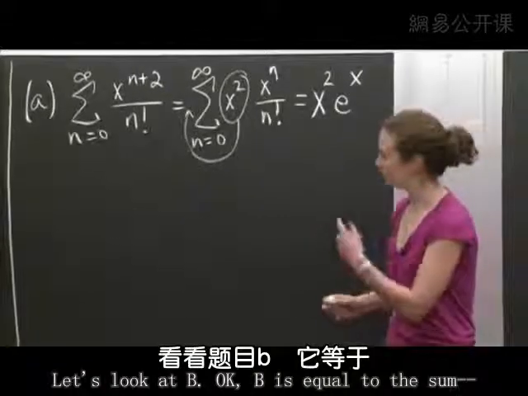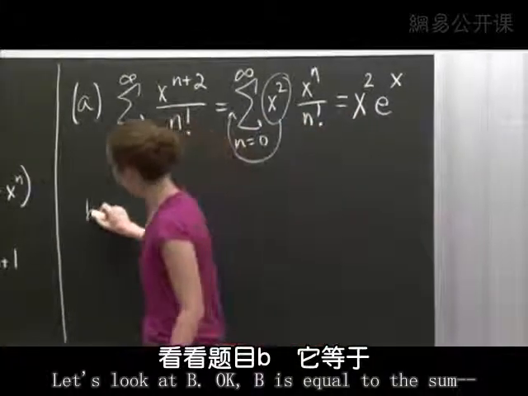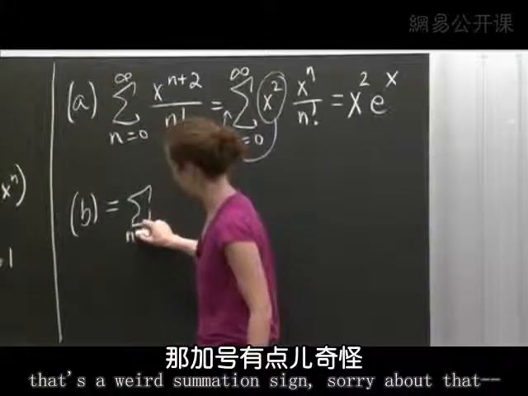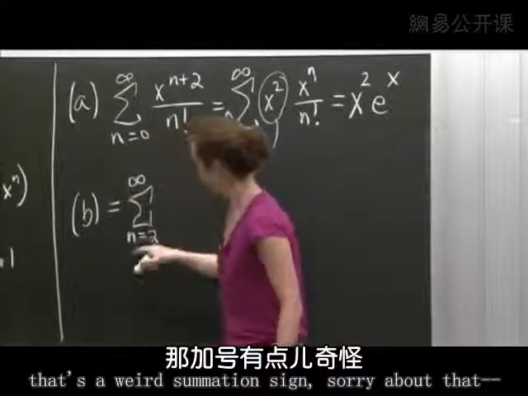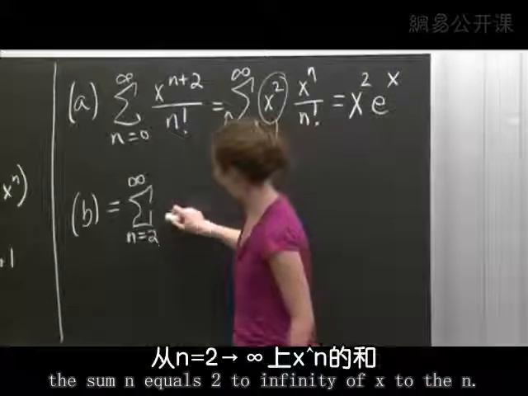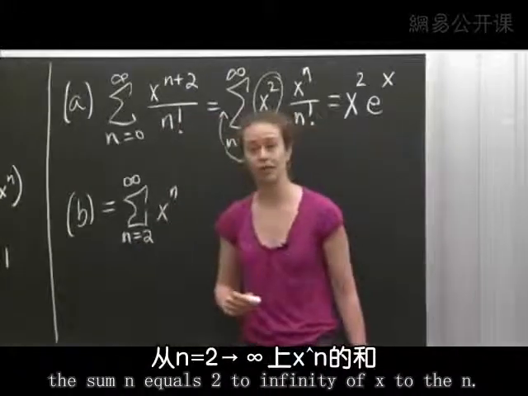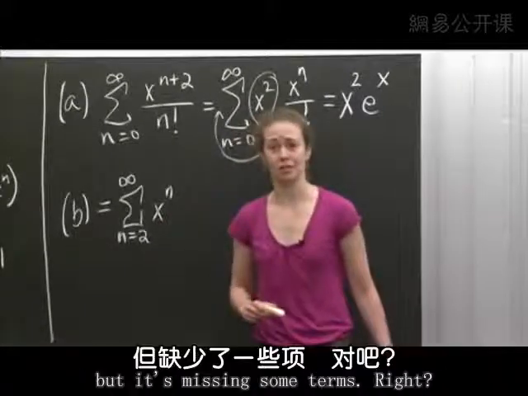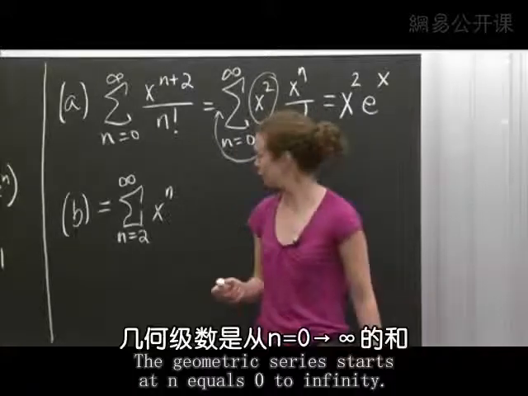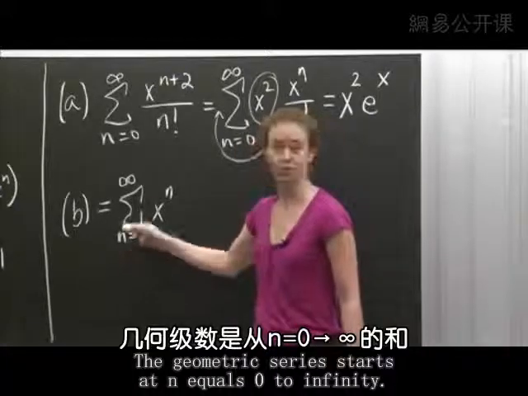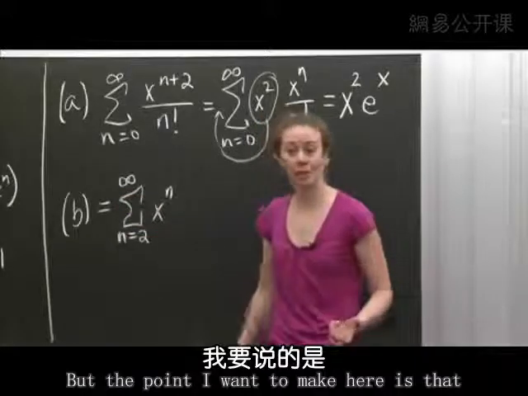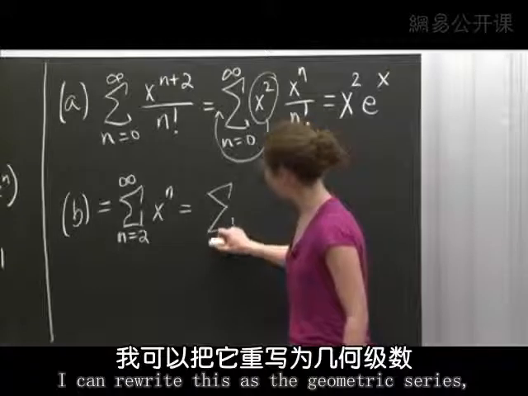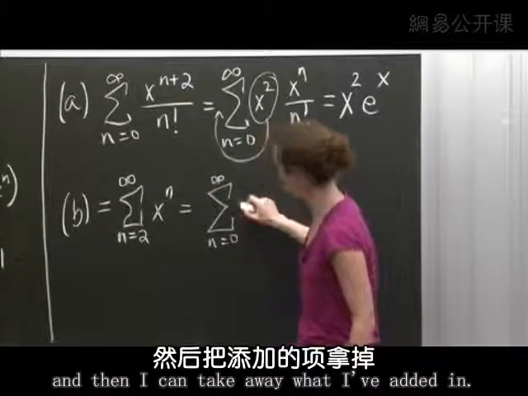Okay, let's look at b. b is equal to the sum n equals 2 to infinity of x to the n. That's what we wanted to look at. Well, this looks very close to the geometric series, but it's missing some terms, right? The geometric series starts at n equals 0 to infinity. But the point I want to make here is that I can rewrite this as the geometric series, and then I can take away what I've added in.